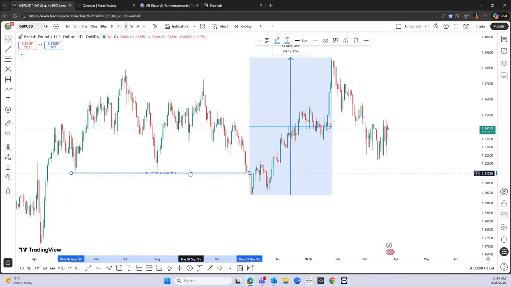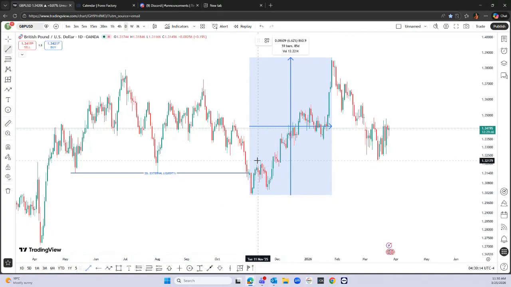From there, we look at the shift in market structure, which happened at this particular point. As you can see, at that level we have a shift in market structure, very clear. And then we align ourselves in the bullish sentiment. That is very important to understand.